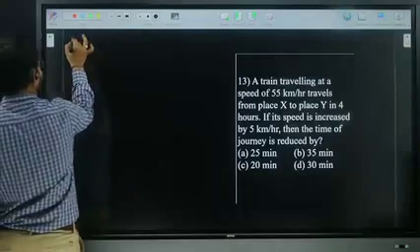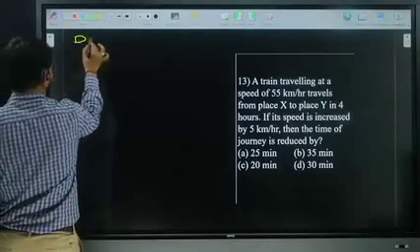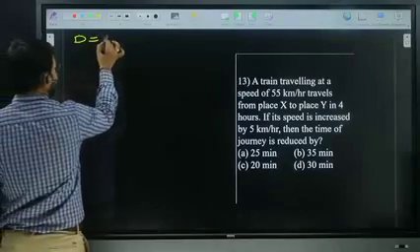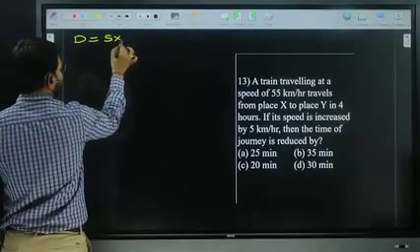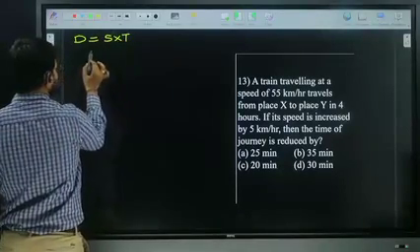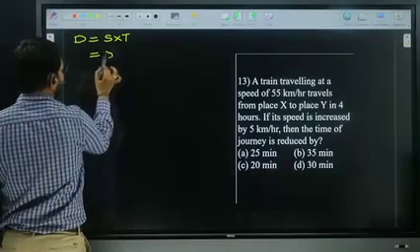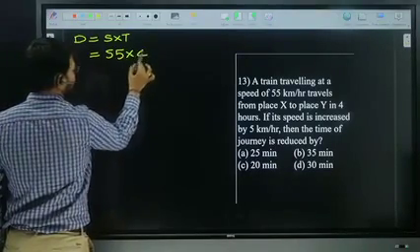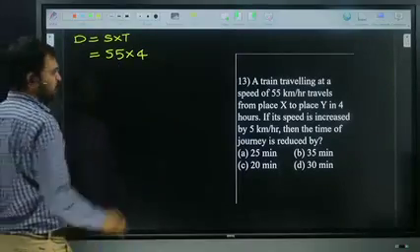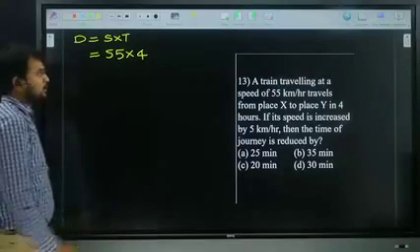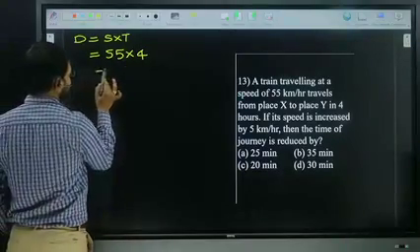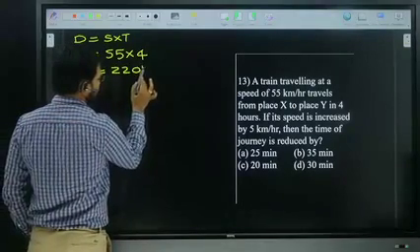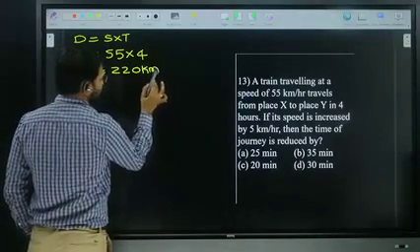See, first of all, I don't know the distance. Generally, distance is nothing but speed into time. Here, speed is 55 km per hour. Whenever he travels at 55 km per hour, he takes 4 hours. Speed into time is distance. So 55 into 4 is nothing but 220 kilometers.